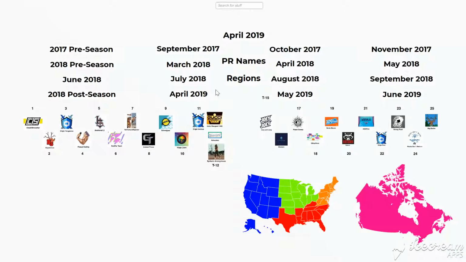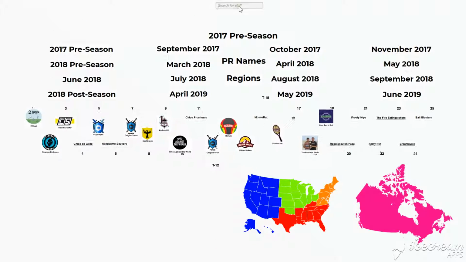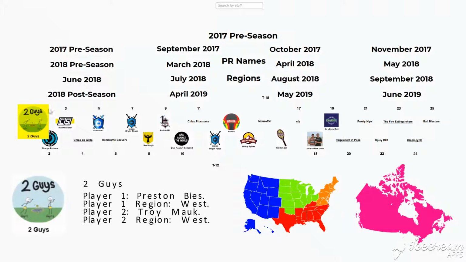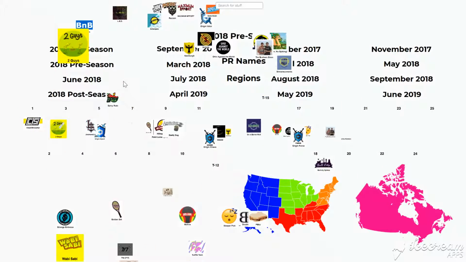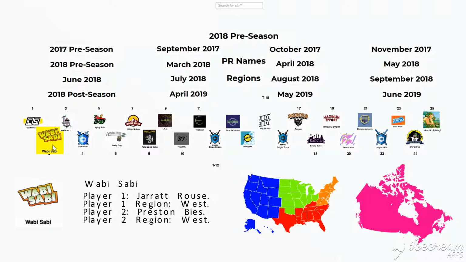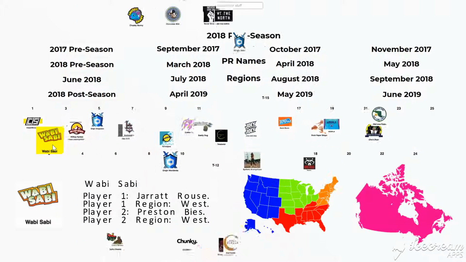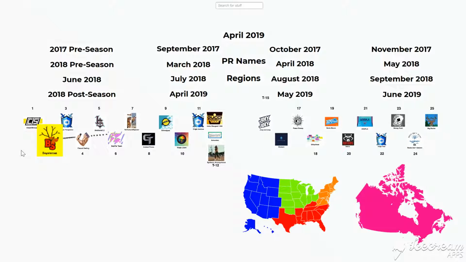If we pop back to the 2017 preseason, you can also highlight a specific player and their progress. If we highlight this player, any team that he was a part of will be highlighted here. You can see he was part of Two Guys. Then that'll get tracked, and when Two Guys splits up, it'll send off a mini Two Guys to the next team that he was a member of, which was Wabi Sabi. And then they went around for 2018, and then Boisterous came together, and now Boisterous is highlighted there.